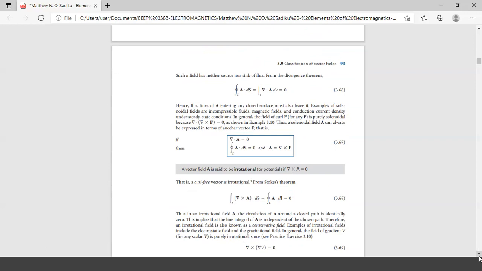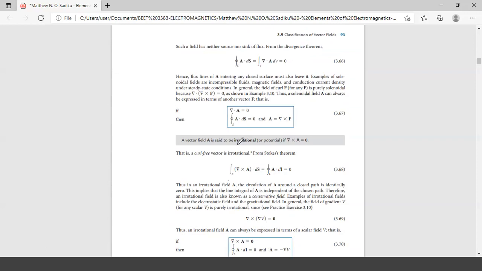So another one is a vector field A is said to be irrotational, which means that curl A equal to 0.